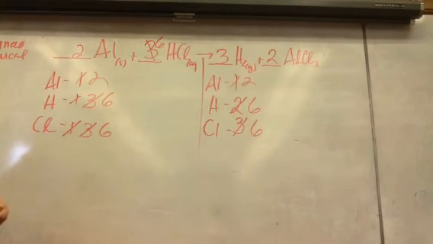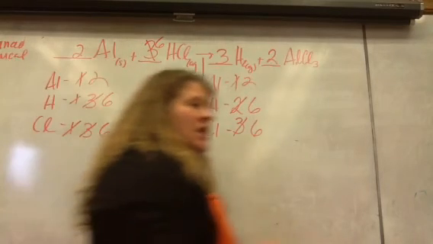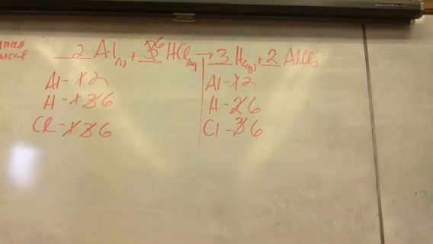Questions on balancing? Okay. The review sheet that I'm going to give you has got 25 on the front, 25 on the back. The front, you're given a formula equation. You just have to balance it. The back is a word equation.